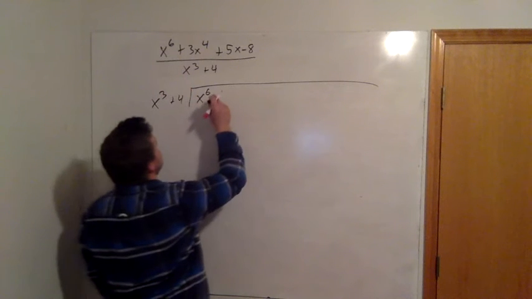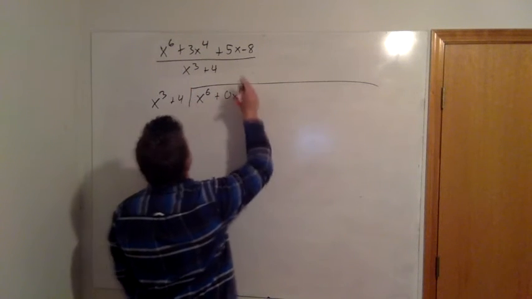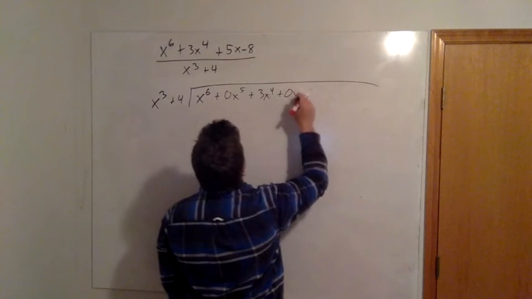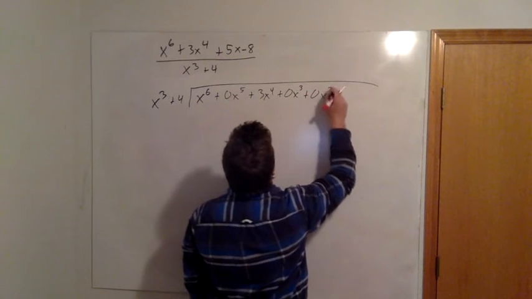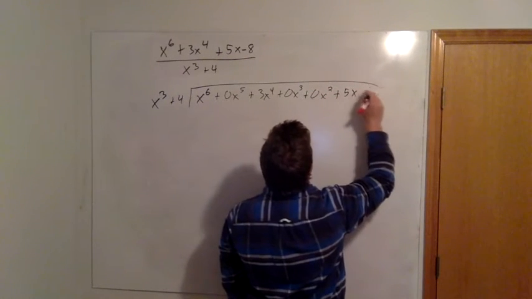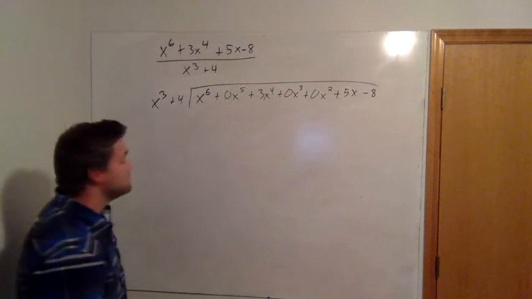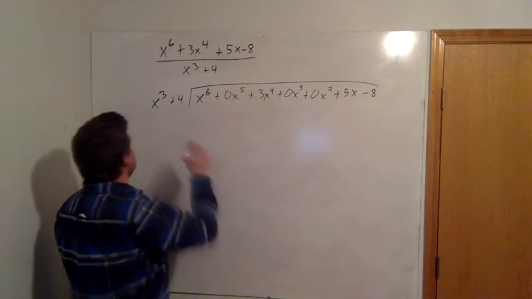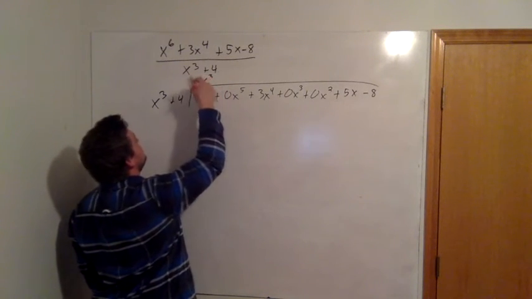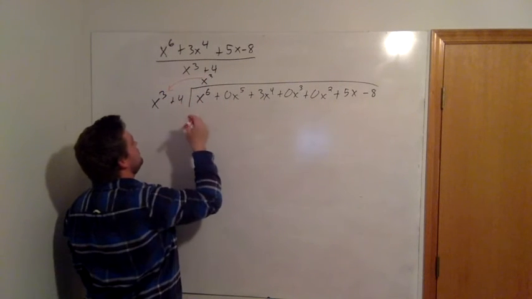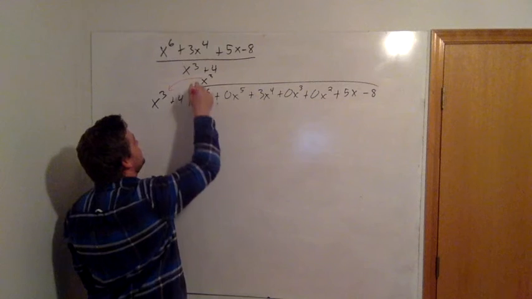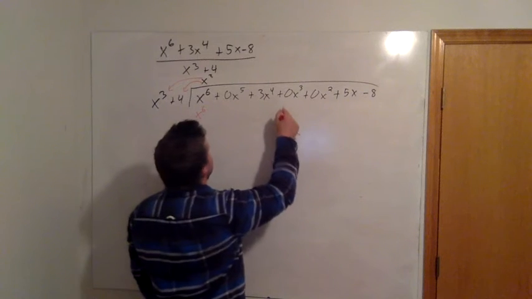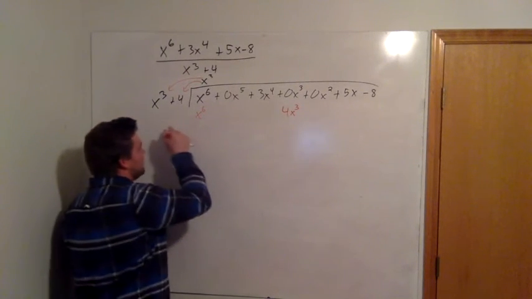So I'm only going to write in zeros for the dividend. So I get x to the 6th, plus a 0x to the 5th, plus a 3x to the 4th, plus a 0x cubed, plus a 0x squared, plus a 5x minus 8. Okay. So what do I need to multiply x cubed by to get an x to the 6th? Looks like I'm missing 3 x's, so an x cubed. I'll multiply the x cubed by the x cubed, so I'll get an x to the 6th. I'll get an x cubed times 4, so I'll get a 4x cubed, and I'm just going to line that up under the x cubed spot, and then I'm going to subtract.